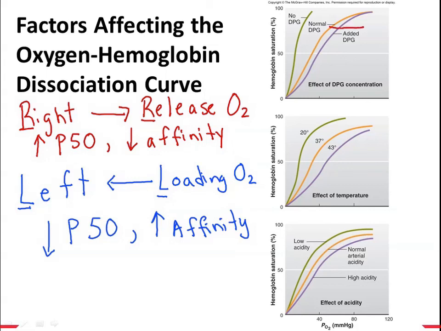So while increased DPG will lead to a right shift in the curve, decreased DPG will lead to a left shift. And for temperature, an increased temperature leads to a right shift, decrease in temperature to a left shift. High acidity, which is low pH, leads to a right shift, and low acidity, which is high pH, leads to a left shift.